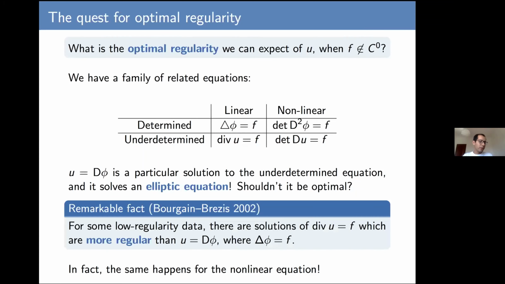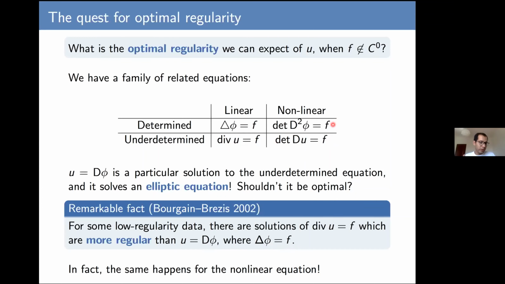So this is an incredible fact, which was proved by Bourgain and Brezis in their celebrated paper in the Journal of the AMS. And they showed that actually for some low regularity data, you can find solutions of the divergence equation which are more regular than the ones that you obtain by taking the gradient of the solution to the Poisson equation. So it's not enough to just look at the elliptic problem and say that this is the end of the story. It's really not true. And actually the same thing happens at a nonlinear level. So you can also show that for the prescribed Jacobian equation, the solutions that you get from Monge-Ampère are not optimal.